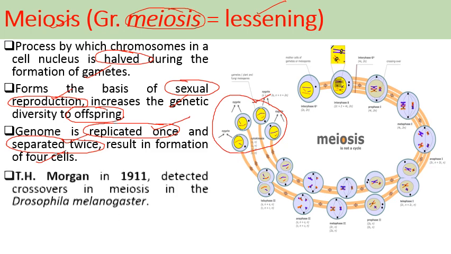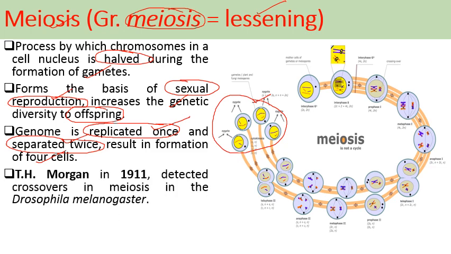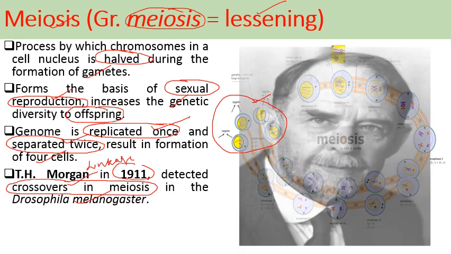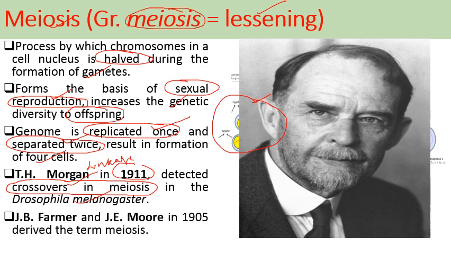There were scientists like T.H. Morgan in 1911. He detected crossovers in meiosis. He was the first person to observe these crossovers in meiosis in Drosophila melanogaster. He also did a lot of work on linkage, the concept of linkage. This is the photograph of Thomas Hunt Morgan. Next comes J.B. Farmer and J.E. Moore. In 1905, they derived the term meiosis. So they were the first to coin the term meiosis.